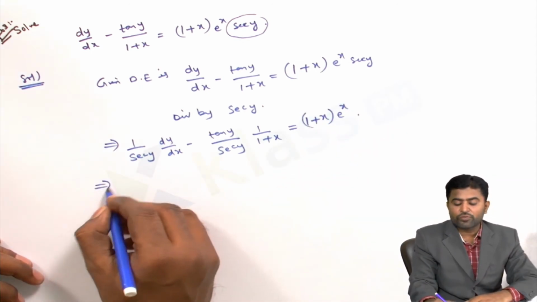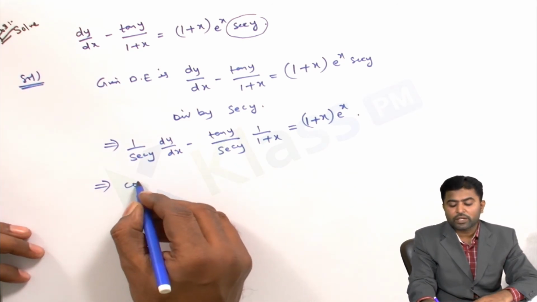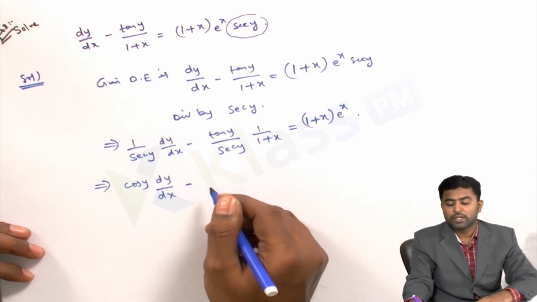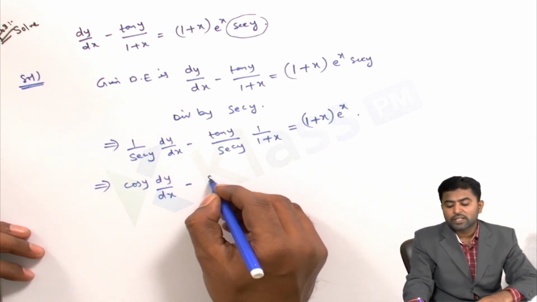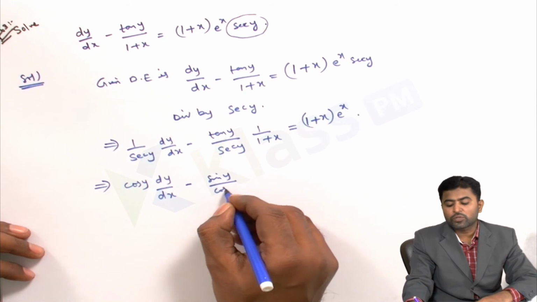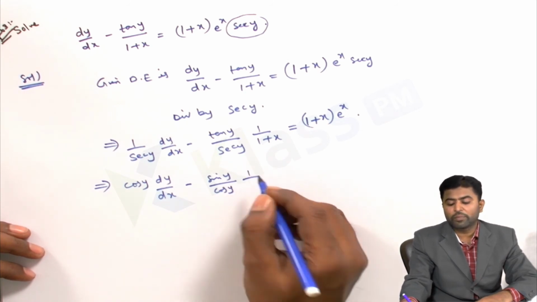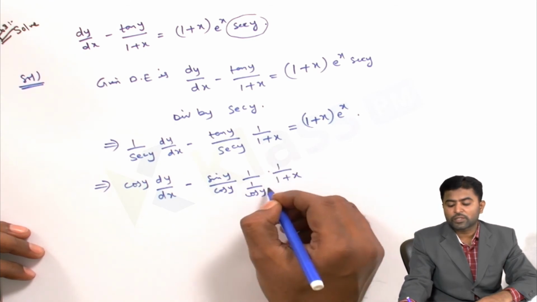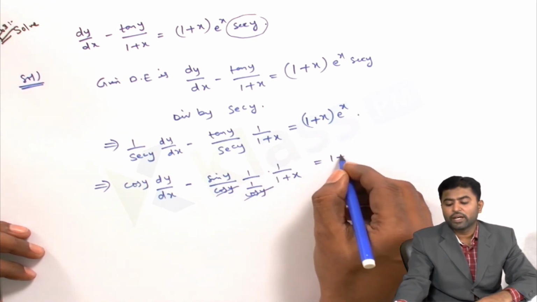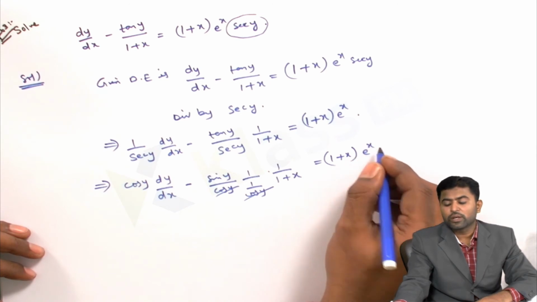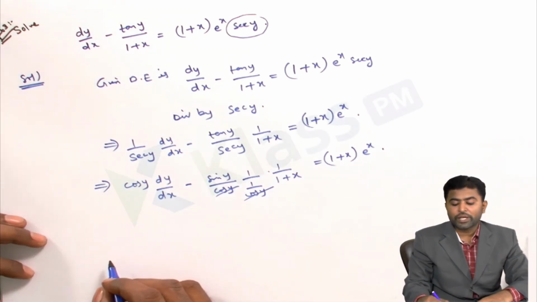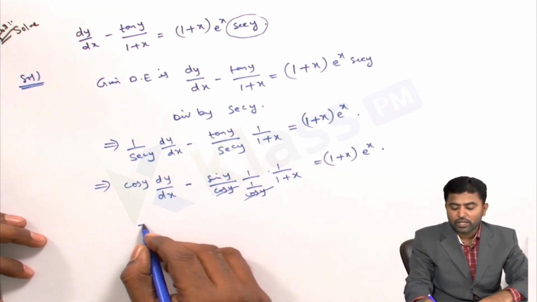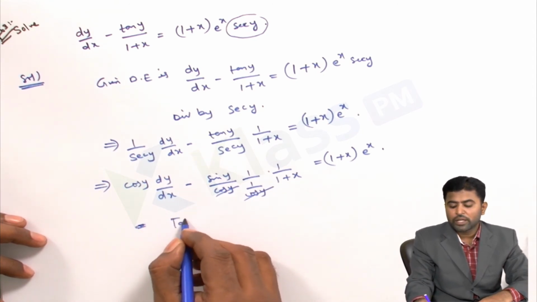Now on solving this, we know that 1 by secant y is cos y. So cos y into dy by dx minus tan y can be written as sin y by cos y into 1 by cos y into 1 by 1 plus x. So this cos and this cos will get cancelled and we get that as 1 plus x into e power x. Now taking the substitution sin y equal to t.